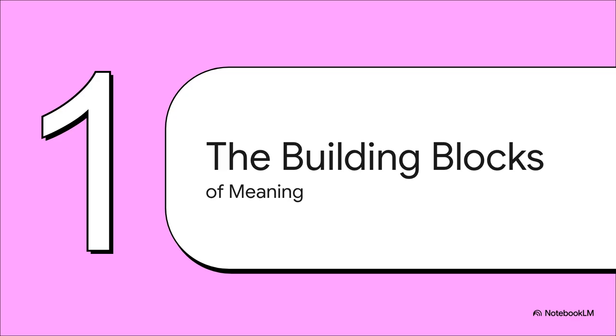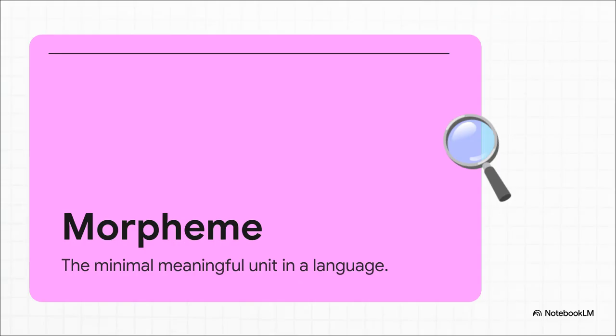So where do we even begin? Well, we have to start small. I mean, with the absolute smallest pieces. You can think of them as the very atoms of meaning. And that brings us to our first big idea, the morpheme. Now, this isn't a letter. It's not even a syllable. A morpheme is the smallest possible piece of a language that has its own distinct meaning. So, words like human, legal, or mortal, each one is a single, powerful morpheme.